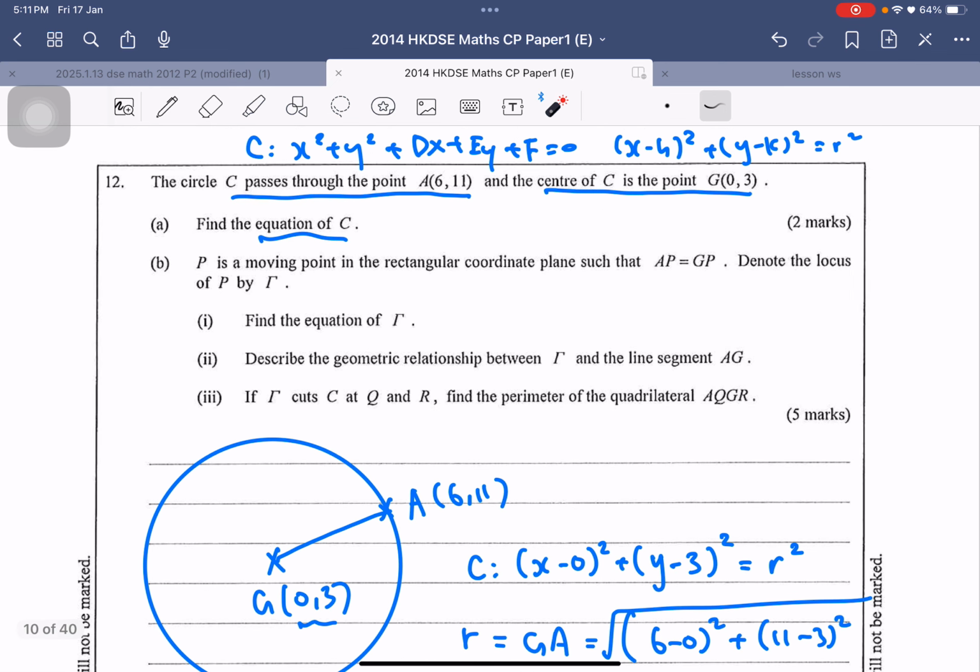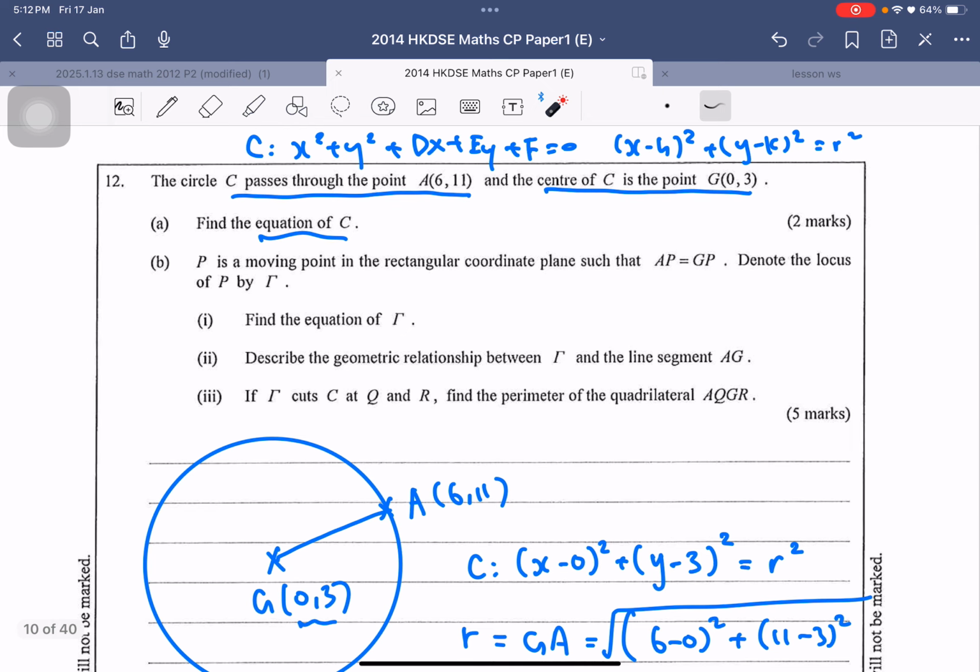So now P is a moving point in the rectangular coordinate plane. What's the meaning of rectangular coordinate plane? If you don't understand it, then just erase it, okay? There's nothing special here. It's just the XY axis. Rectangular coordinate plane is just a fancy word, okay? AP is equal to GP. So where is your P going to be moving?